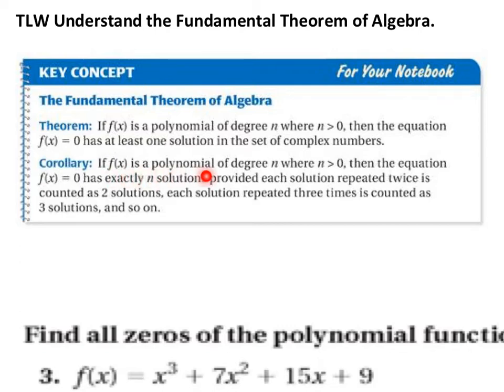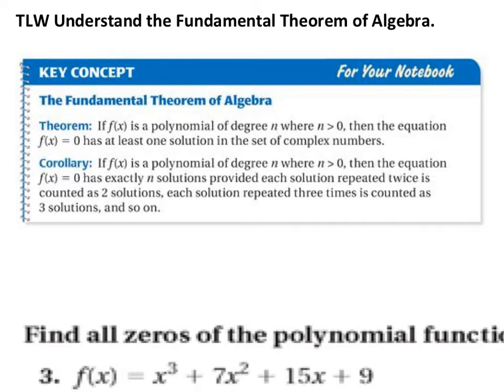If f of x is a polynomial of degree n where n is greater than 0, then the equation f of x equals 0 has exactly n solutions, provided each solution repeated twice is counted as 2 solutions, each solution repeated 3 times is counted as 3 solutions, and so on. So repeated solutions are considered more than one.